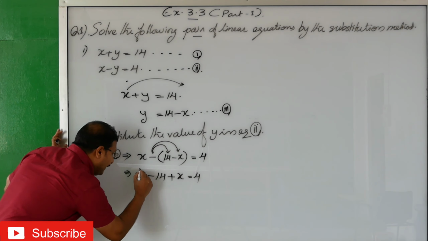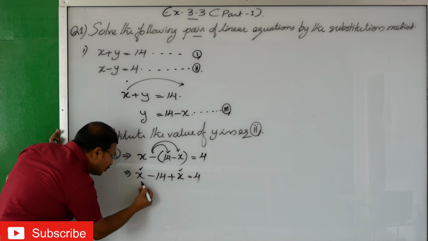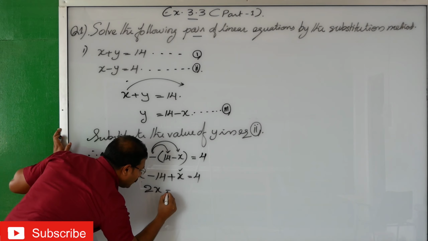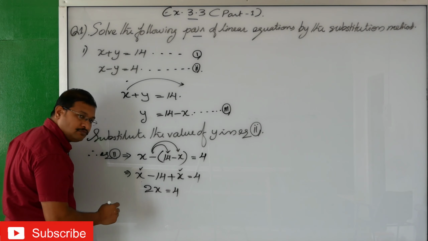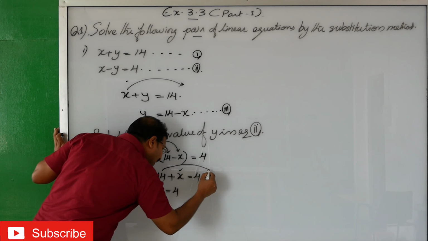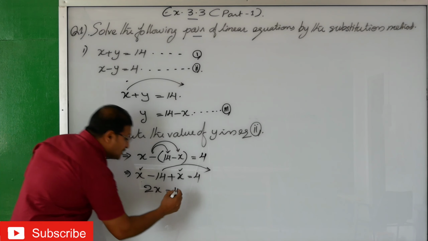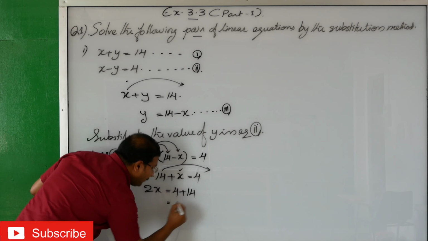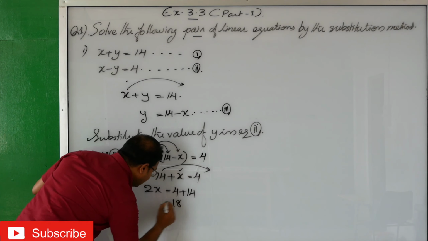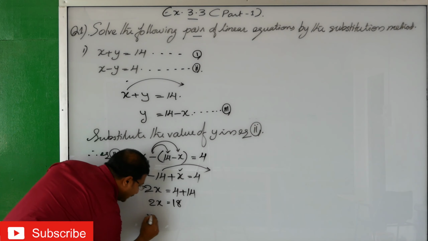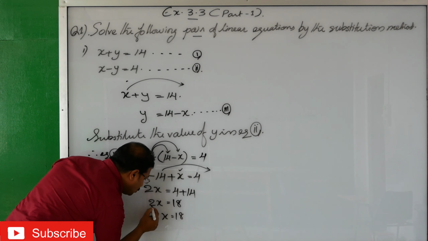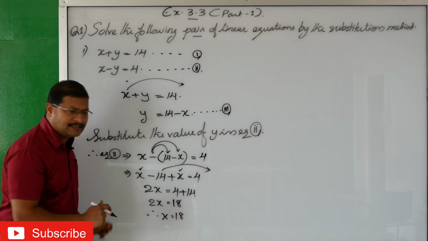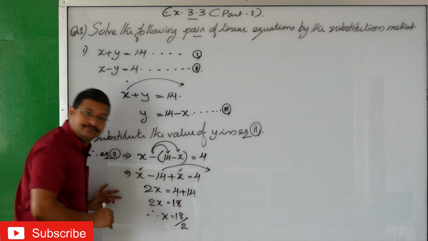Ready? Now, x plus x. 1 mango plus 1 mango, 2 mangoes, isn't it? That means 2x equals 4 is already here. Now minus 14 will carry to the next side. Ready? That means it will be plus 14. That means what will you get? 4 plus 14, that is 18. That is 2x equals 18. Therefore, x equals 18. See, 2x means 2 is multiplying. So multiplication goes to the next side as division, isn't it? So, divided by 2. Ready?